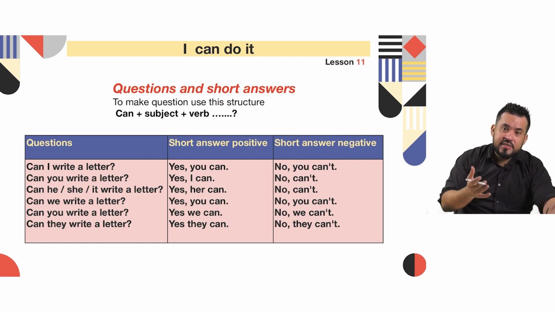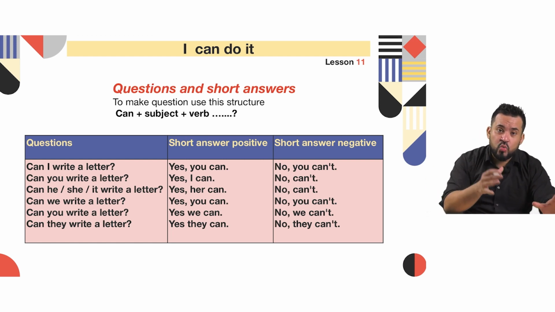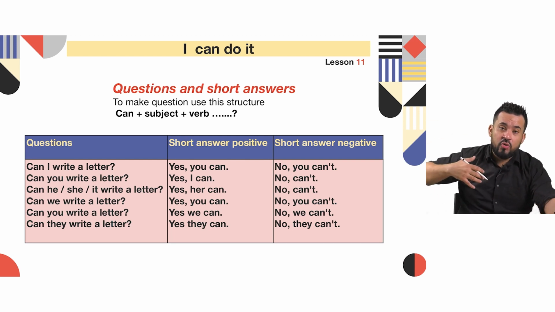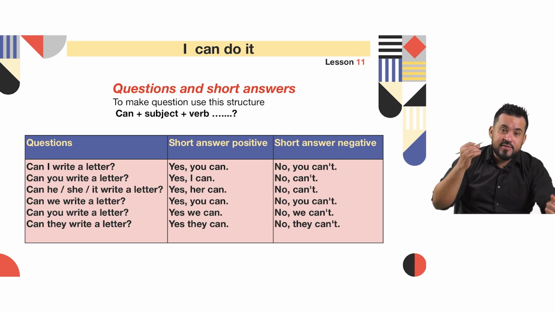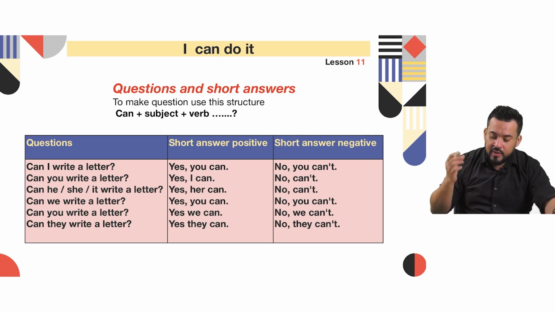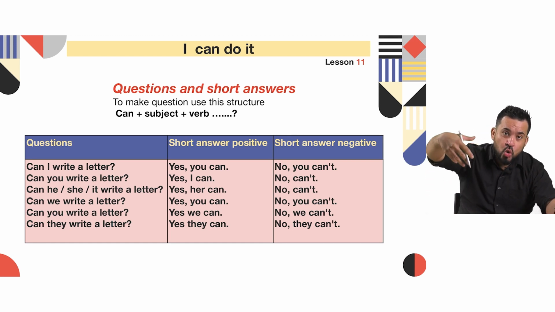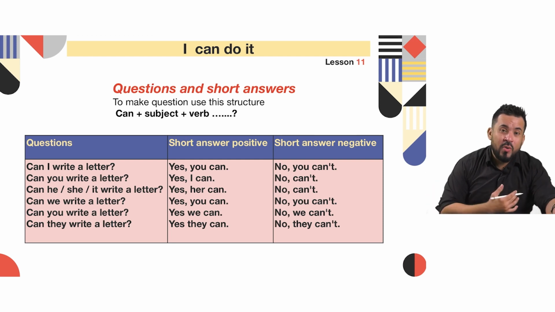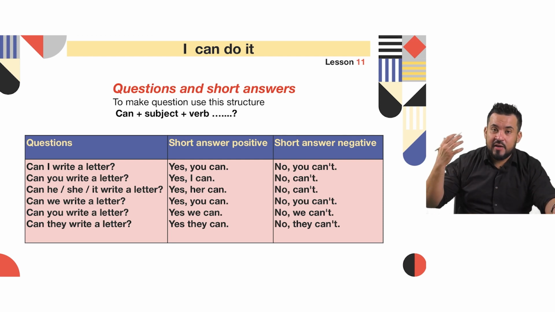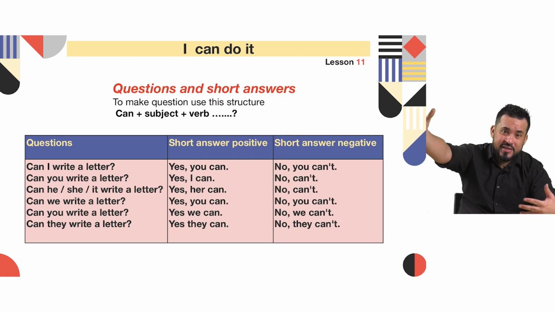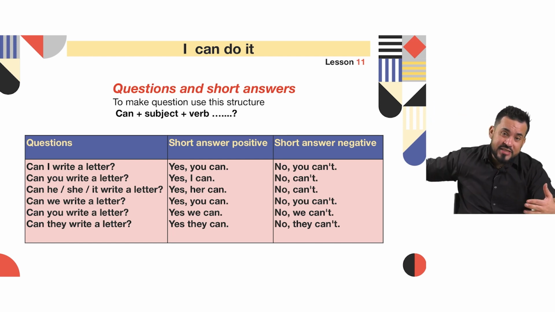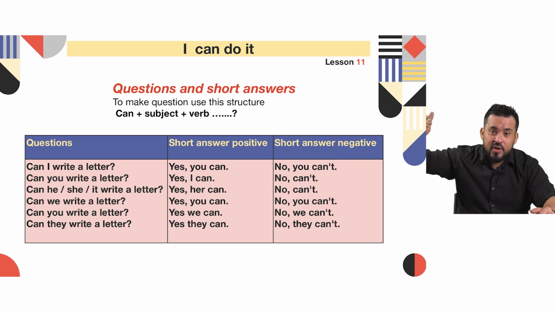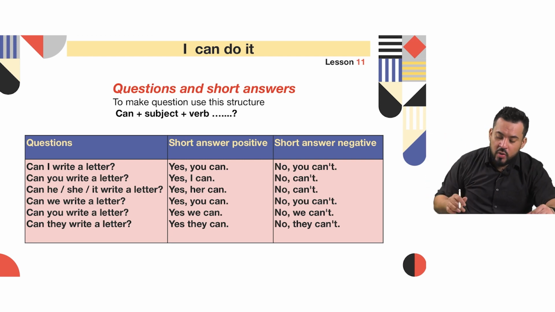Normally, this is any question that starts with an auxiliary, whether it's a modal, whether it's can or is or do. It is called a short question. This question has a short answer. So if it's positive, you say, yes, I can, or if it's negative, you say, no, I can't. Or yes, you can, no, you can't, and so on.